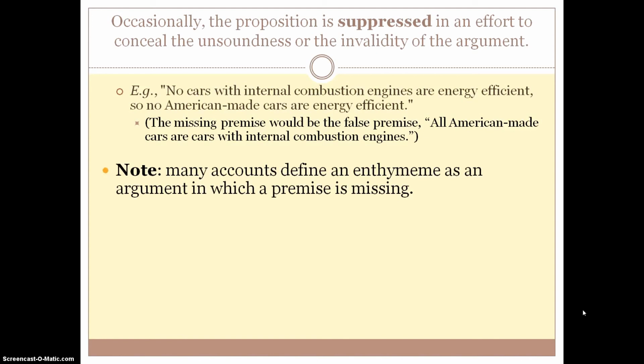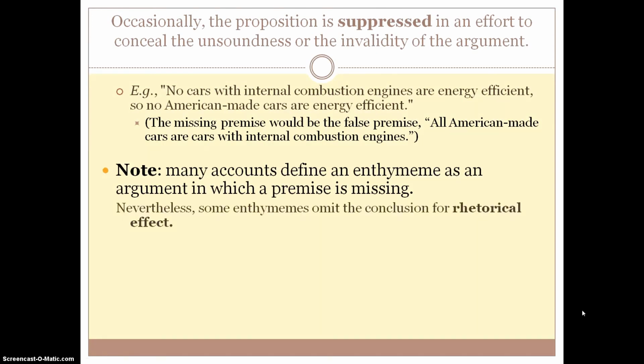Note that many accounts define an enthymeme as an argument in which a premise is missing. Nevertheless, some enthymemes can omit the conclusion for rhetorical effect. In other words, most of the time, the missing part of the enthymeme is either the major premise or the minor premise. However, there are instances where the conclusion is what is actually left out.